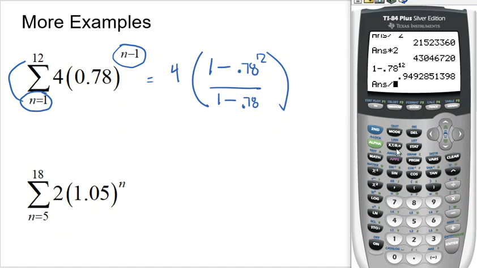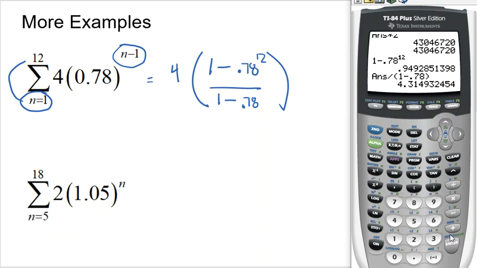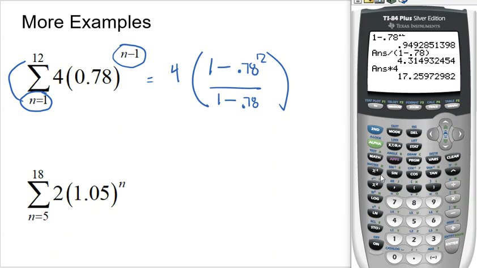And I'm going to divide that. Now, once again, you can do it in your head. 1 minus 0.78, again, feel free, if you're confident, is 0.22. But if you're not confident, you just got to use parentheses, 1 minus 0.78, because you got to make sure the calculator does that first. And now we get 4.3149. Okay, great. Times that by 4. And, okay, there we go.